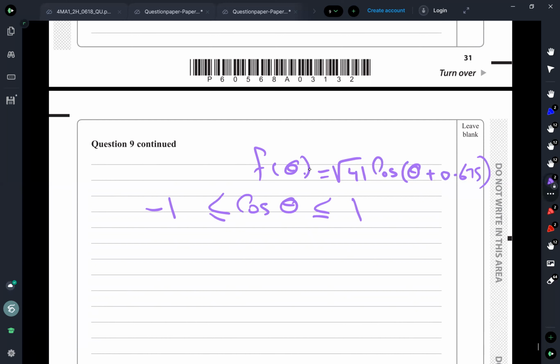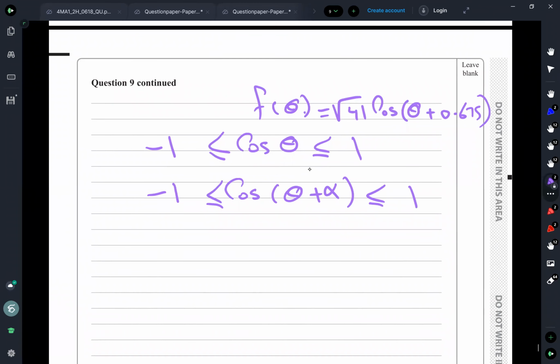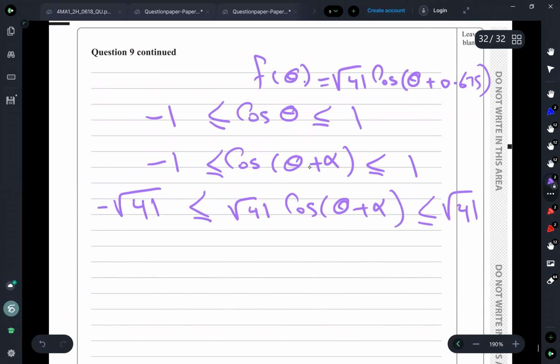If we add a value to theta, there is no change in the domain, because this will be a translation parallel to the x-axis, not parallel to the y-axis. So there is no change for the domain of this function. But it is stretched in y by multiplying all terms by root 41. So the range now changes to between negative root of 41 and positive root of 41. This is the range of this expression.